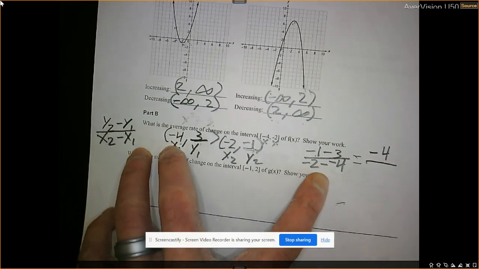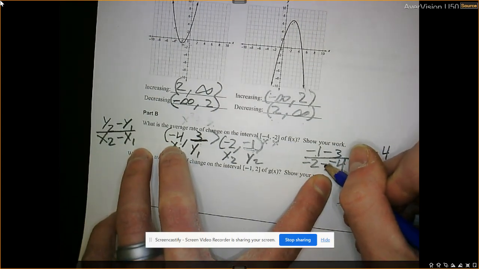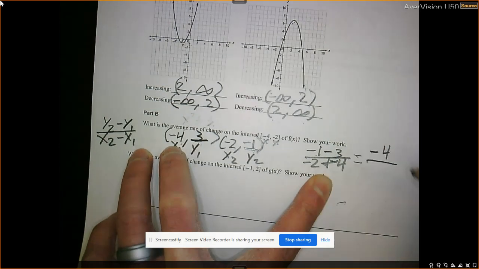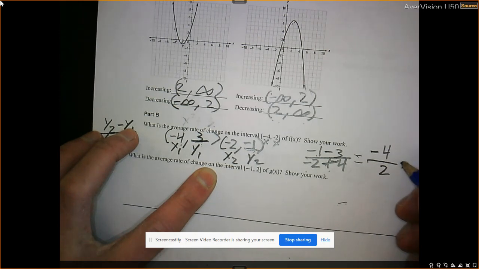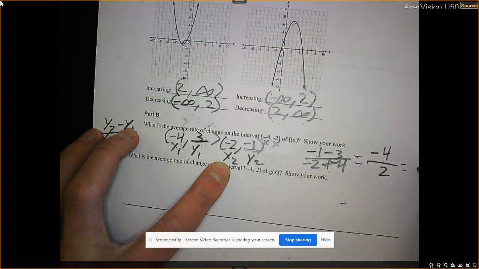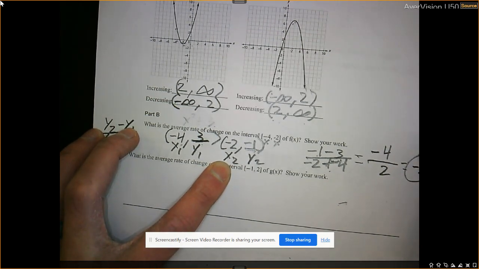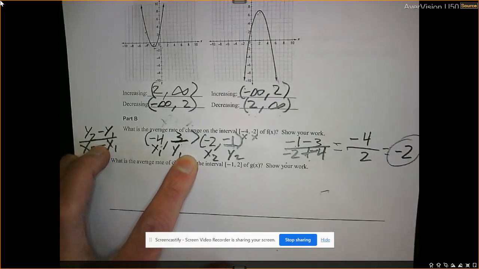Now, negative 2 minus a negative 4. Remember, when you have minus a negative, it really becomes addition. So it's like negative 2 plus 4. So we get that over 2. Negative 4 over 2 can be reduced to simply negative 2. That's your average rate of change there.